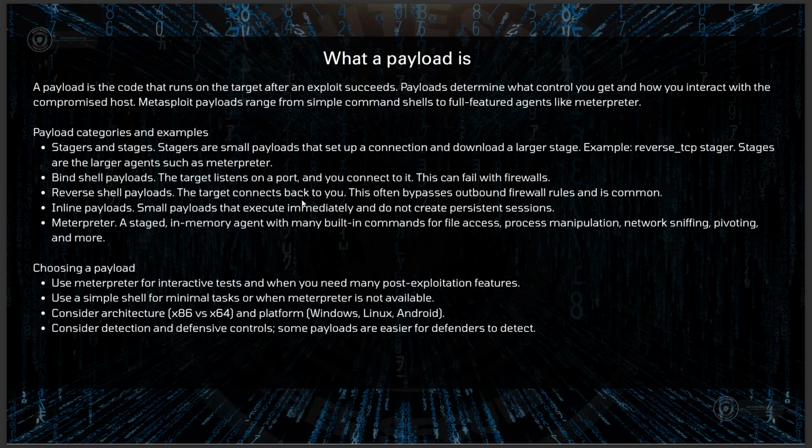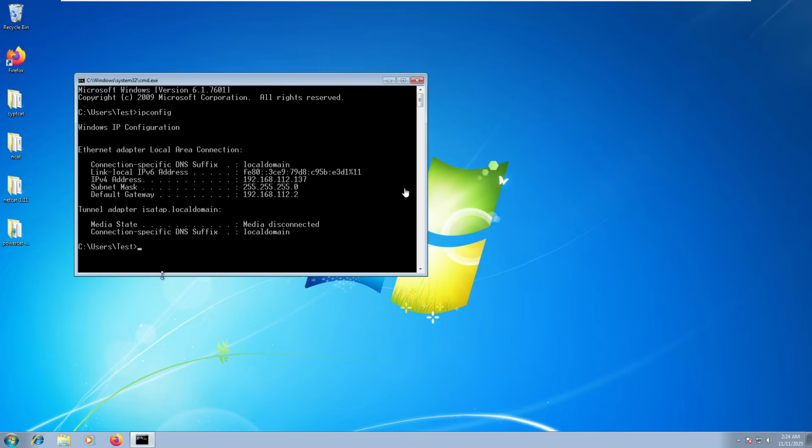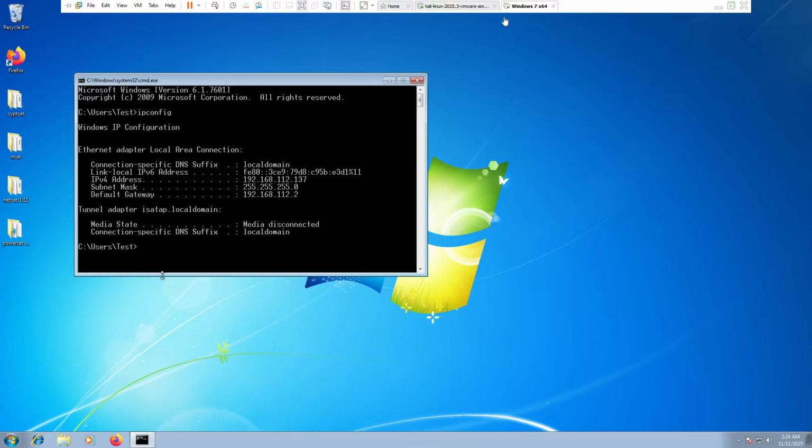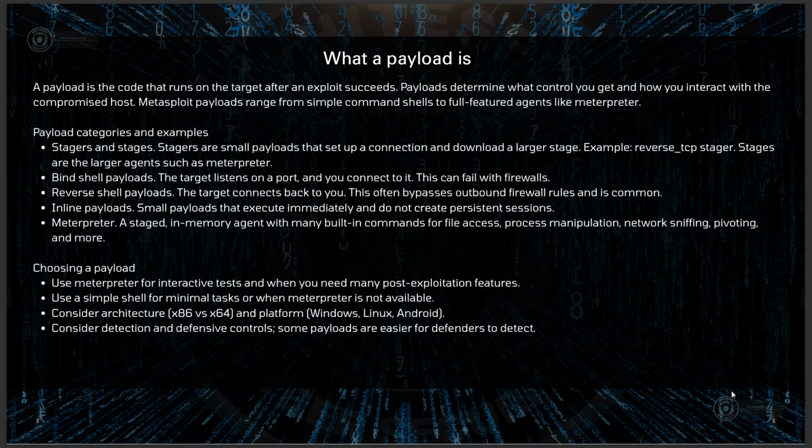Mostly, like 99%, we use reverse shell. The target connects back to you. Here also we just saw it: once we executed the payload on our Windows 7, the Windows 7 machine connected back to our Kali. That's a reverse connection. This often bypasses outbound firewall rules and is common.